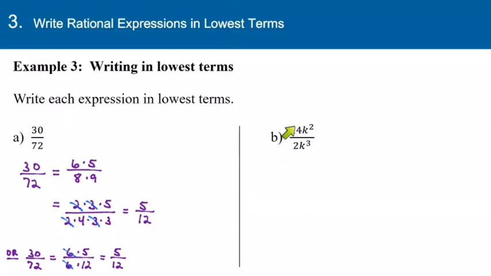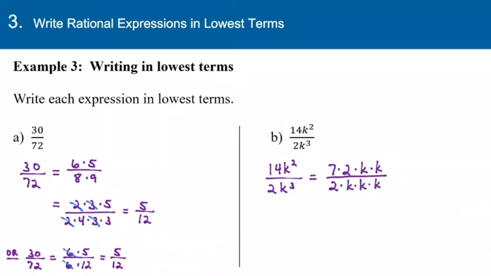Now let's look at part B. So we have 14k squared over 2k to the third. Now 14 would break down into 2 times 7, and k squared we're just going to write as k times k. In the bottom, 2k to the third, the 2 can't be factored, but we will write k to the third as k times k times k.